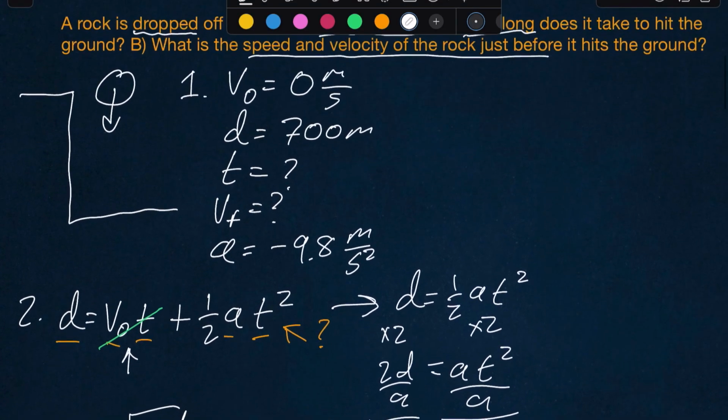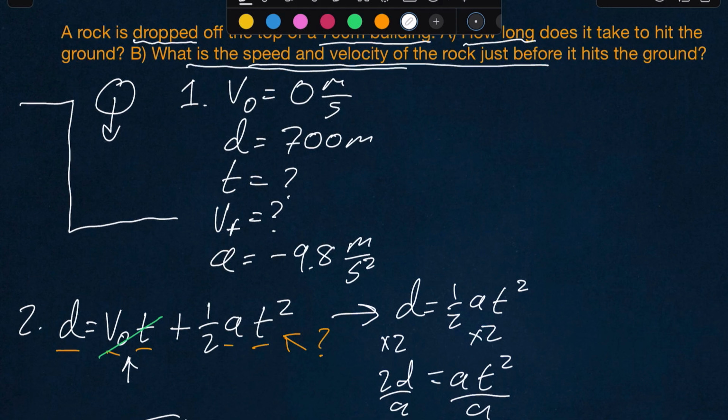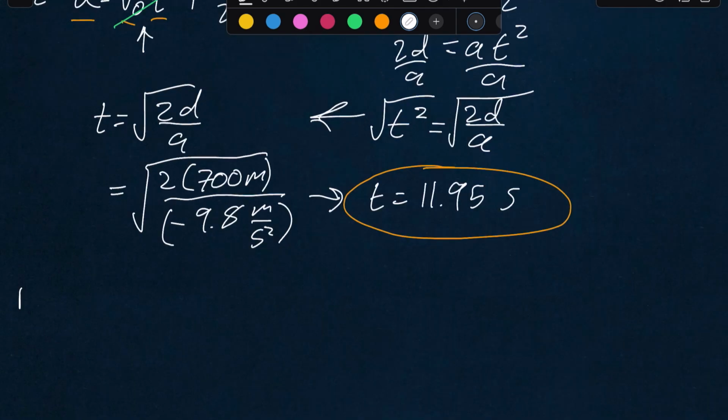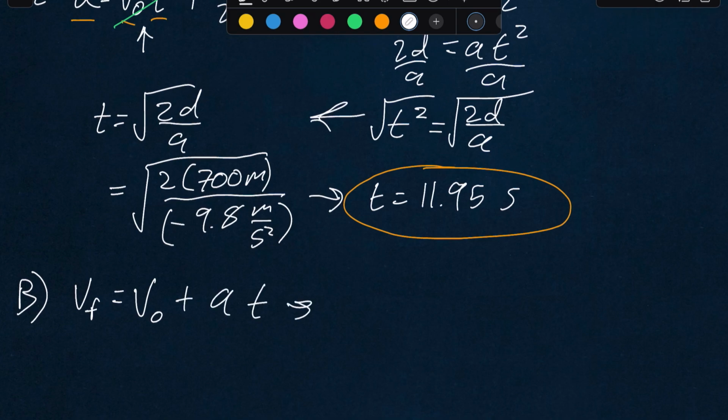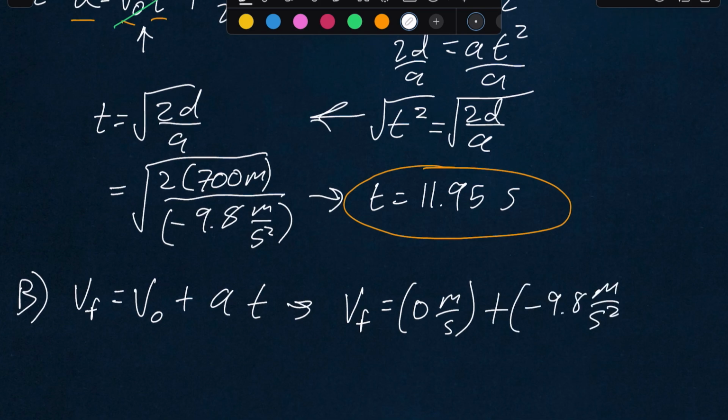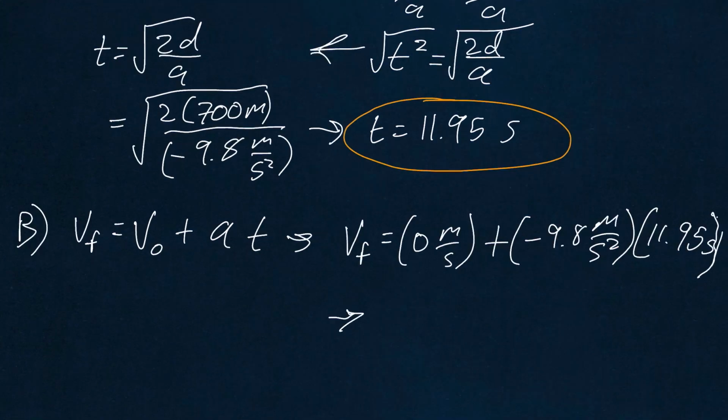Now, the second part of our equation asks what is the speed and velocity of the rock just before it hits the ground. So now, because we know t, we can simply use our formula Vf equals v initial plus acceleration times time. So if we plug in our numbers, we get Vf equals 0 meters per second plus negative 9.8 meters per second squared times 11.95 seconds.